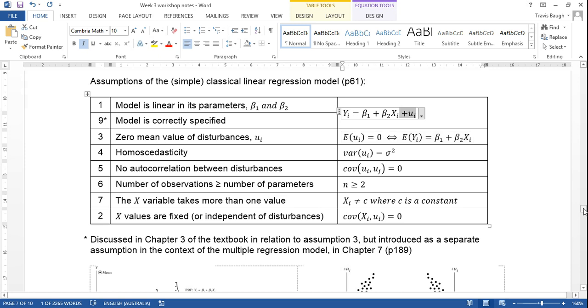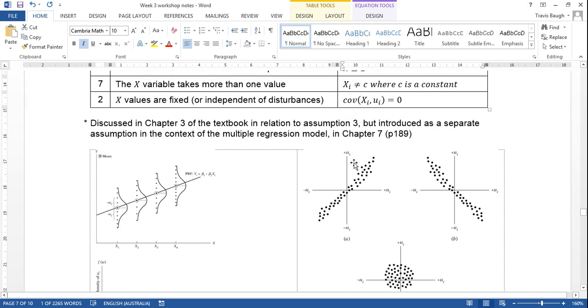Now if we just look down here at this graph, for any given value of X, there would be a series of observations on Y, and those are represented by these dots. And those observations on Y will have a probability distribution, and this assumption is basically saying that the expected value of that probability distribution for Y given X sits exactly over the population regression function.